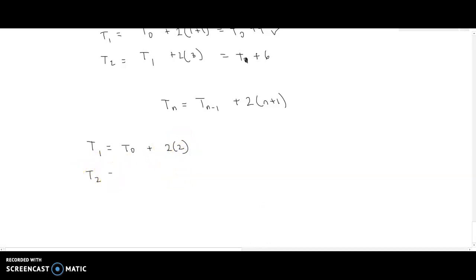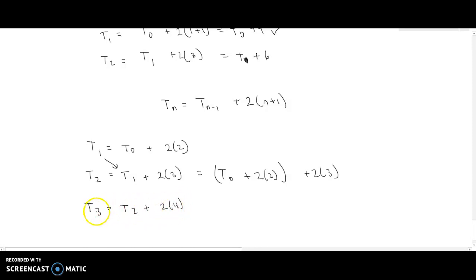T2 will equal T1 plus 2 times 3. But for T1, we can now make a substitution. We could say T1 is T naught plus 2 times 2. That's my T1 right there, plus 2 times 3. And T3 would be T2 plus 2 times 4.